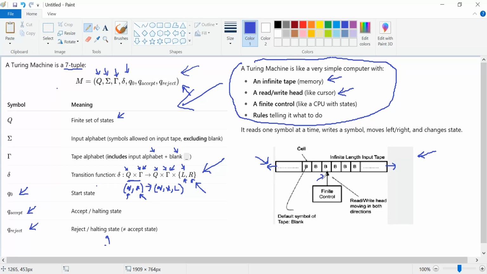This is the read/write head, which reads the symbol, and then it can also write a symbol to the tape, and then that cursor can move left or right. The other thing that the Turing machine has is a finite control, which is a set of states. So when you read a symbol, write to the tape, and move left or right, you can also change states. That's what a finite control is. This is how you have to describe a Turing machine if you want to answer the question properly.